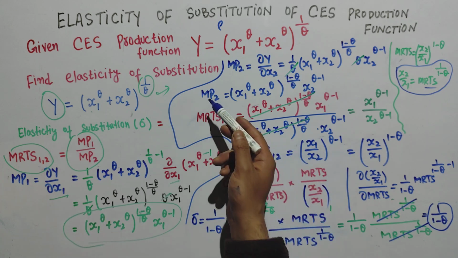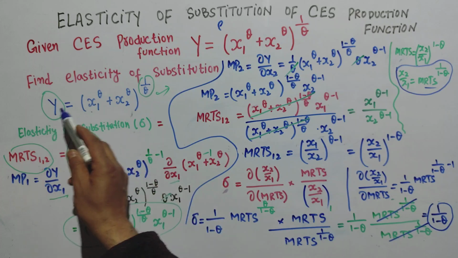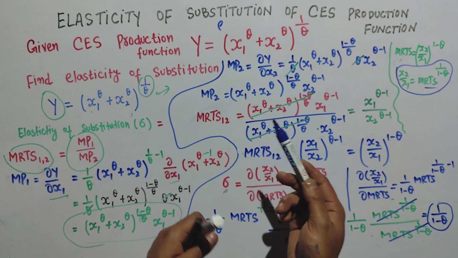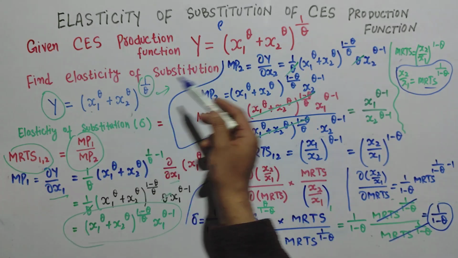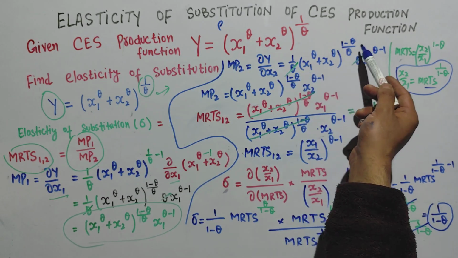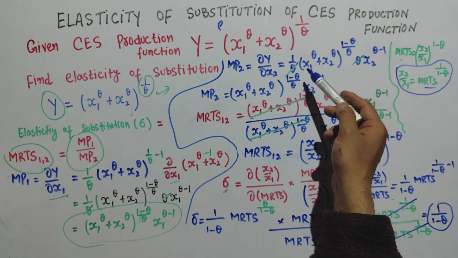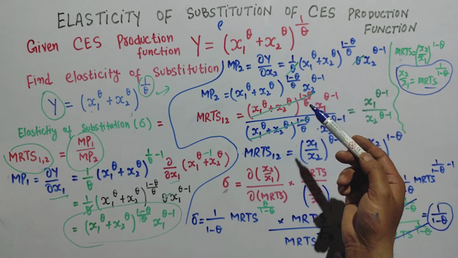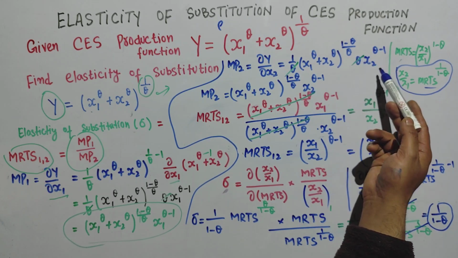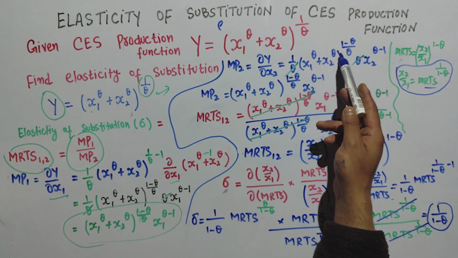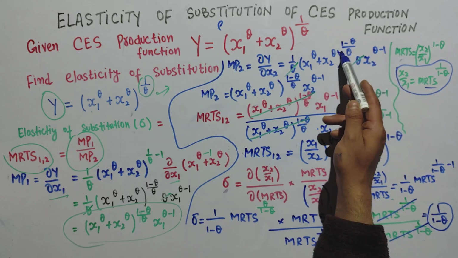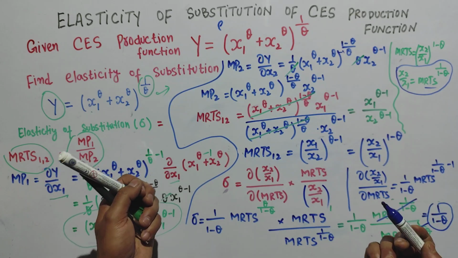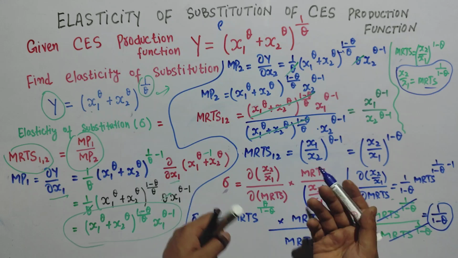Similarly, the marginal product of x2 means the partial derivative of the given production function with respect to x2 this time. Again, the exponent becomes the coefficient and the exponent is subtracted by 1. Then we apply the chain rule and partially differentiate with respect to x2. The derivative of x2 raised to the power theta is theta as coefficient, x2 raised to the power, and the exponent is subtracted by 1, that is theta minus 1. This is the marginal product of x2.